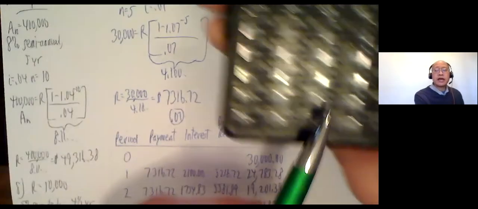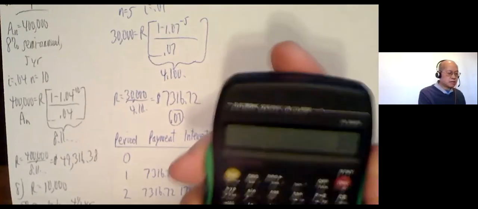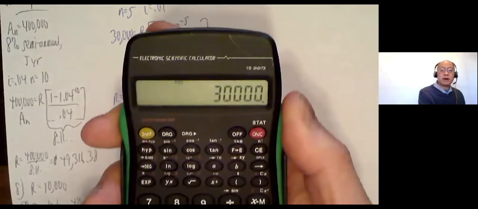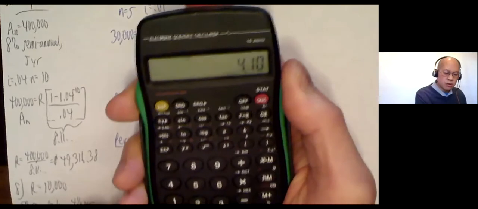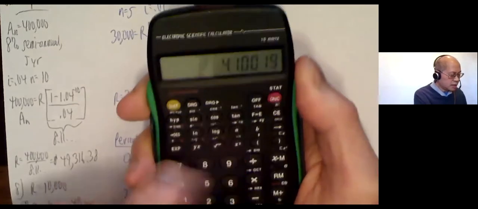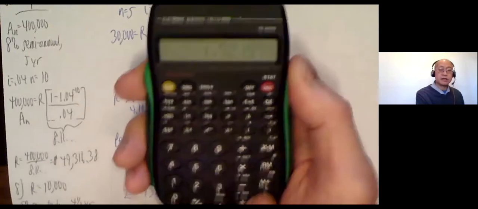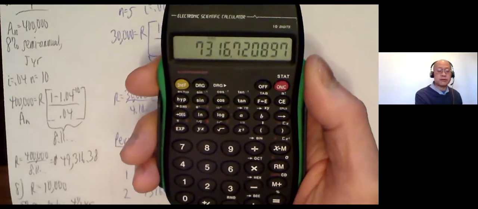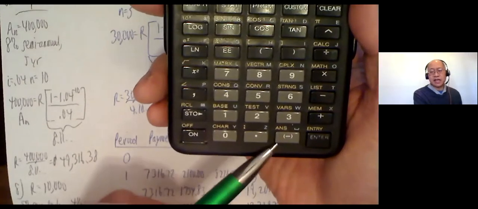Again, you say, I don't have that answer button. You folks just have to take another 10 or 15 seconds. Sorry, you have no choice but to literally go 30,000 divided by, and then if you've already written it down, 4.10019743. So it's a little bit harder for you guys. And anyway, there we go: 7316.72. So you're definitely at an advantage if you have the answer button. If you don't, not too big a deal. It just takes you another 15 seconds to write it all down.